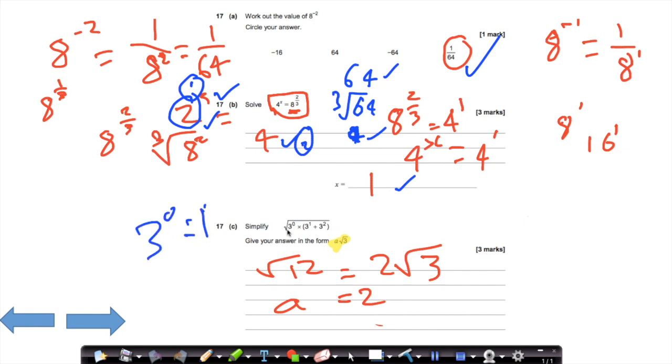If you found that actually that multiplied by this expression gave you root 12, so if anywhere you put root 12, that would have been your second mark, and your final mark was for writing 2 root 3 or writing a equals 2. Okay, so either one of these two would have given you the marks.